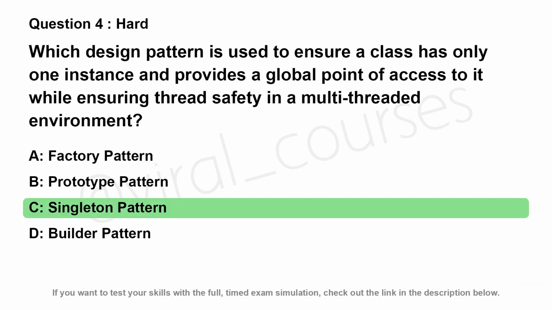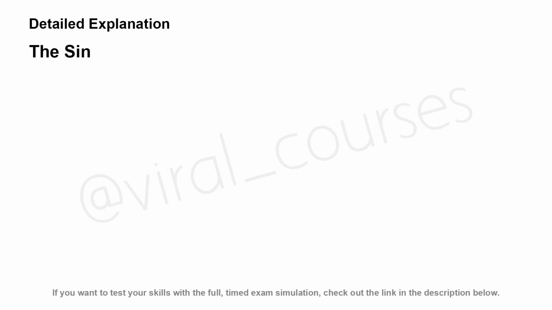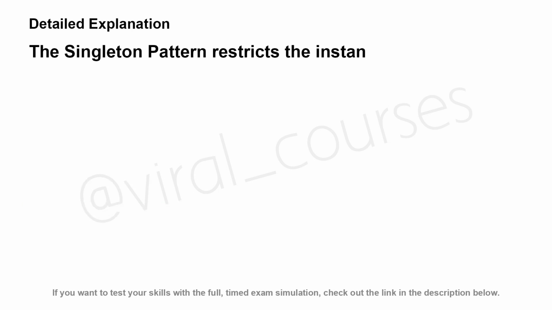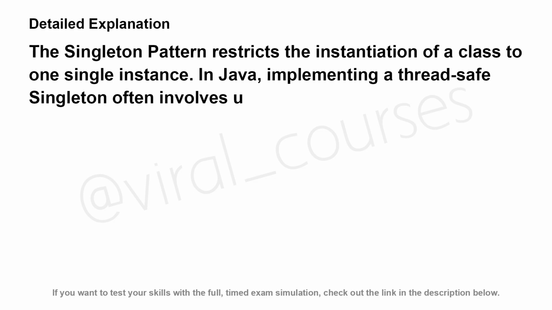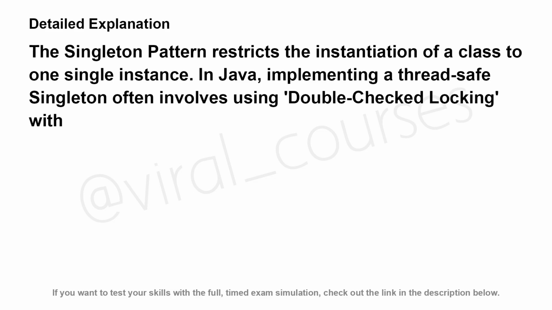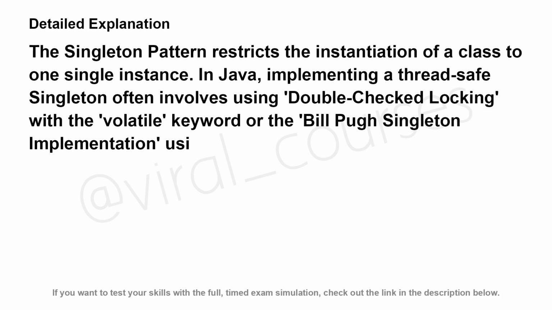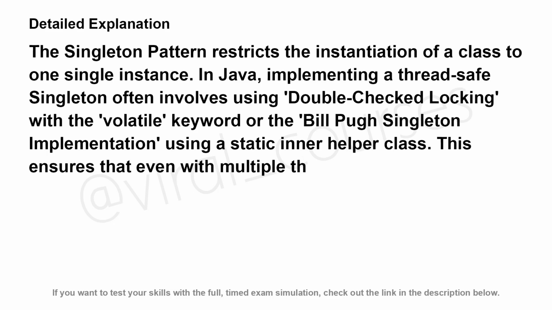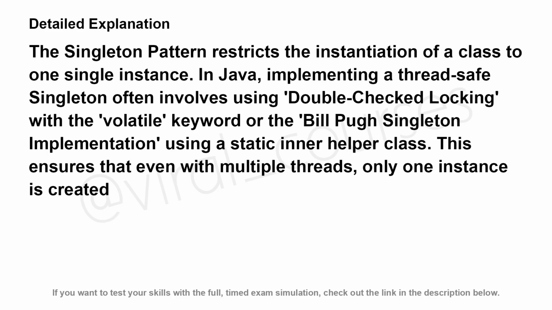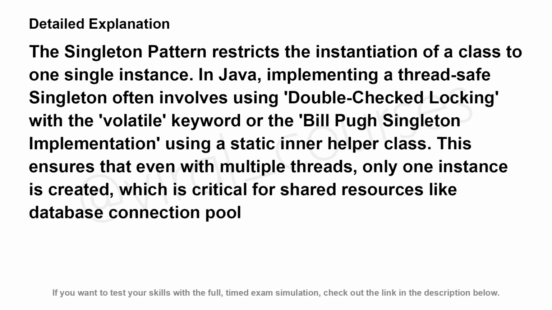The correct answer is C. The Singleton pattern restricts the instantiation of a class to one single instance. In Java, implementing a thread-safe singleton often involves using double-checked locking with the volatile keyword or the Bill Pugh singleton implementation, using a static inner helper class. This ensures that even with multiple threads, only one instance is created, which is critical for shared resources like database connection pools or configuration managers.